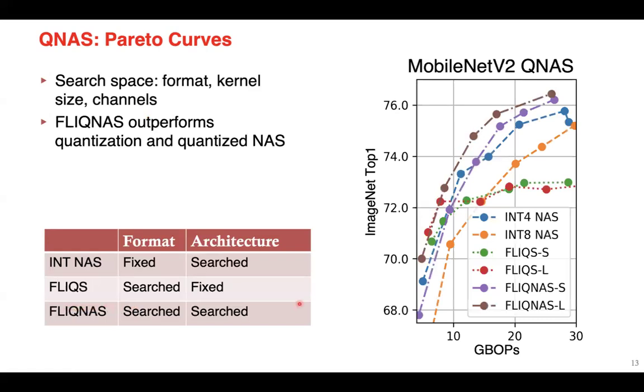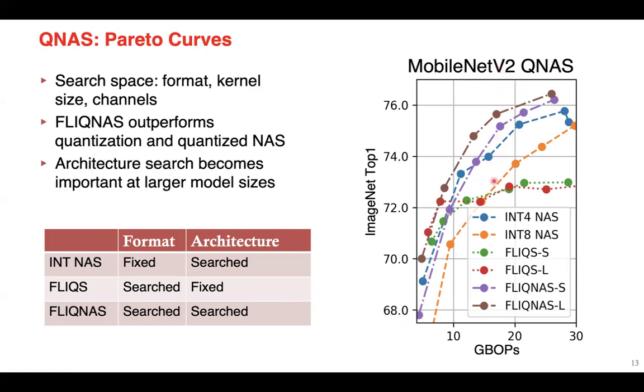And what we find is that the joint quantization and neural architecture search Pareto dominates the other two methods on this MobileNet v2 search space. So we find that this happens especially at the larger model sizes. So what we're looking at here is that the FLIQNAS with a small search space and with a large search space Pareto dominates the other methods in terms of accuracy and performance.